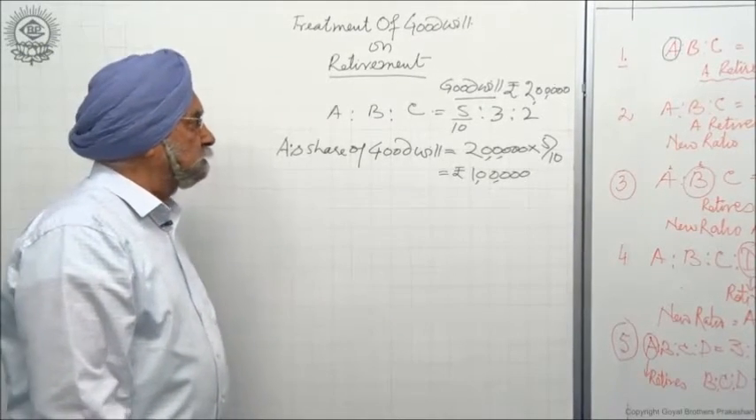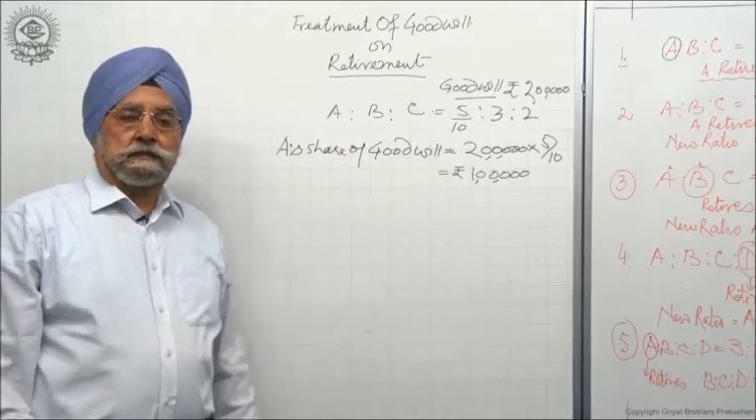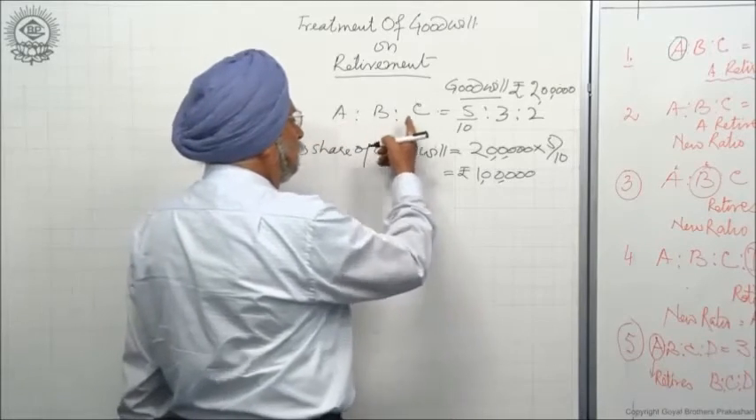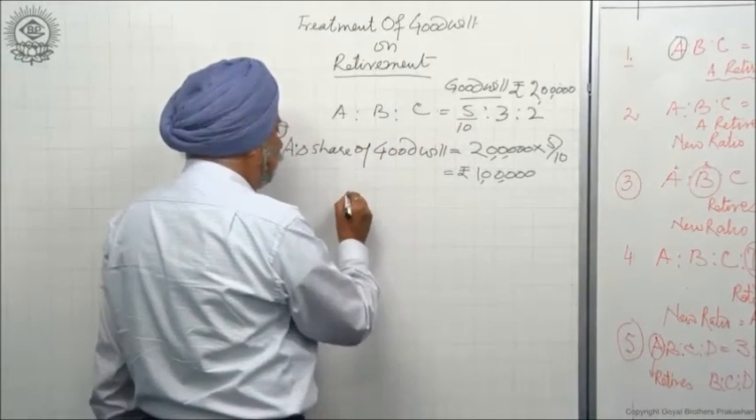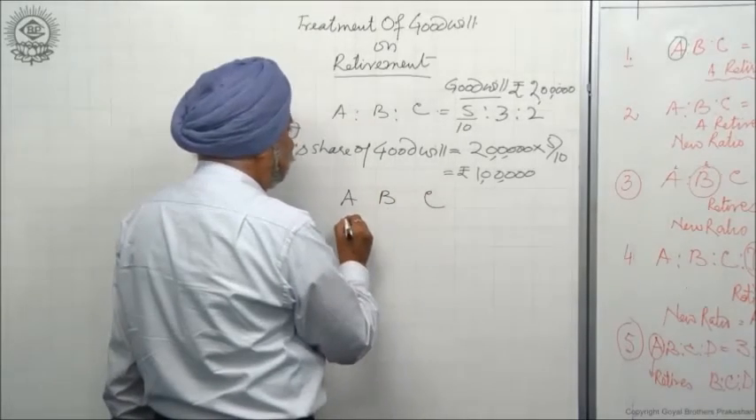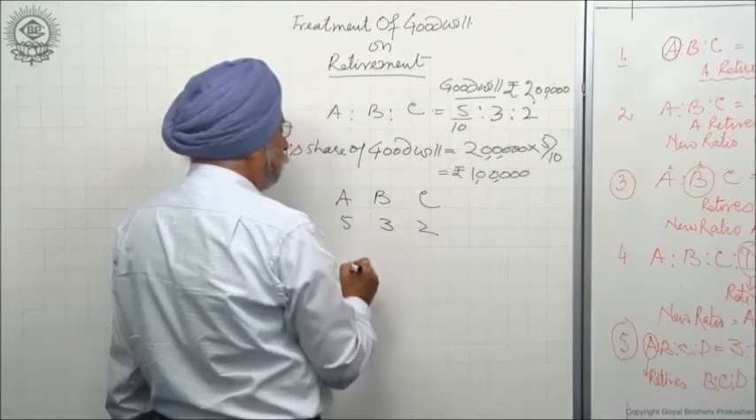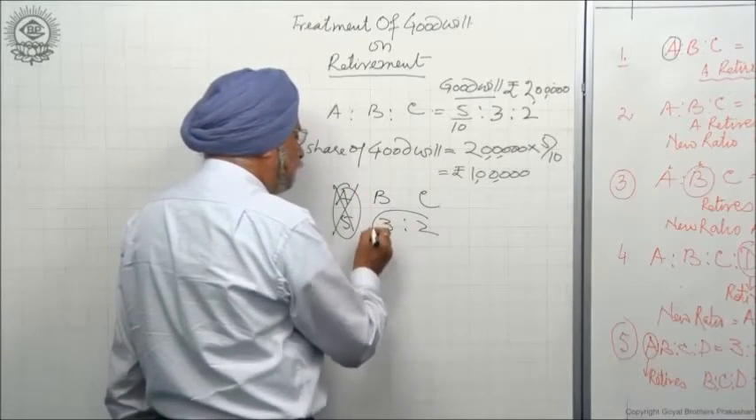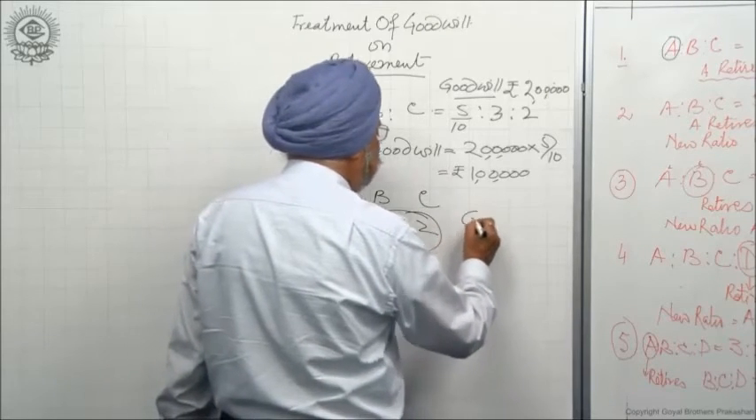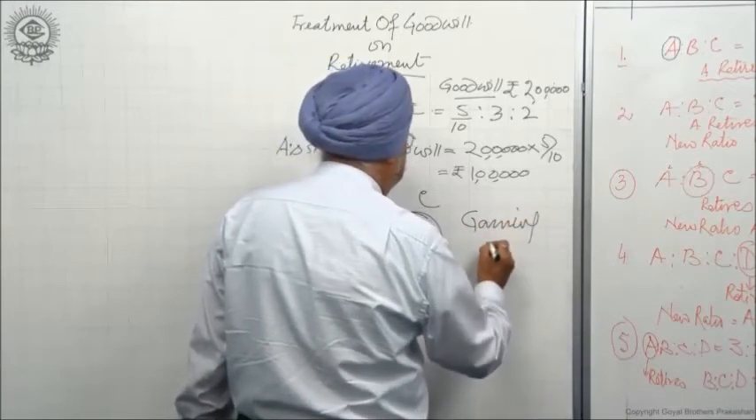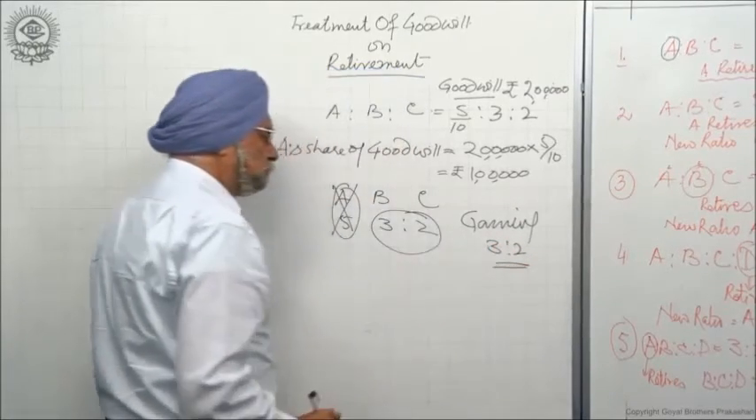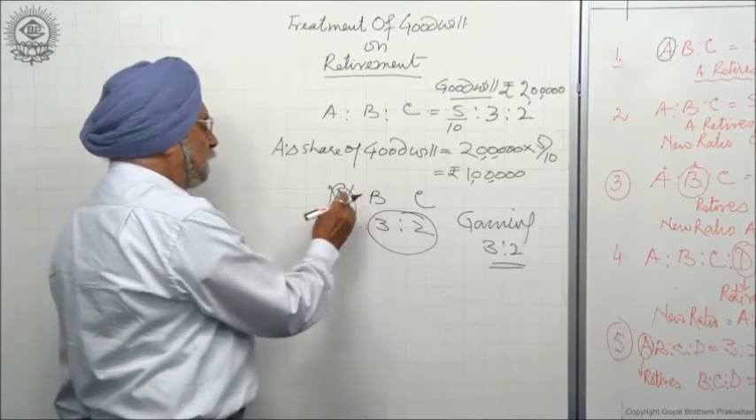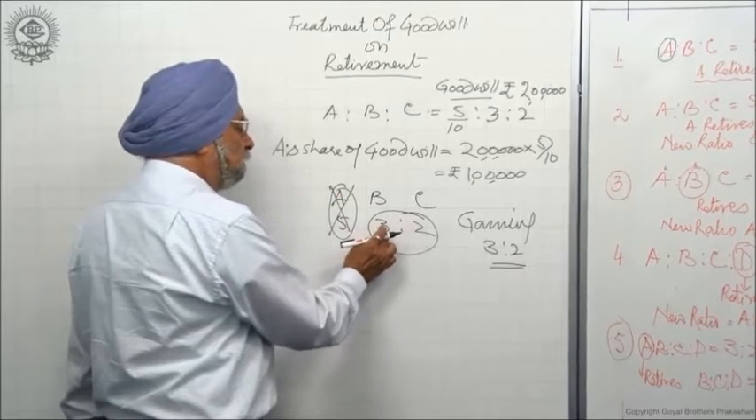Now, who are the gainers? Gainers are B and C. Let us find out the gaining ratio. When A, B, C are in the ratio 5:3:2 and A goes, leave him. The new ratio is 3:2. When we calculate the new ratio like this, the gaining ratio is also the same, 3:2. If A goes, new ratio is 3:2, gaining will be 3:2.